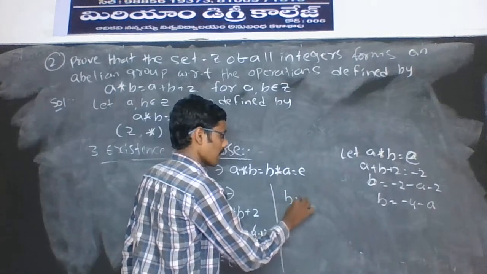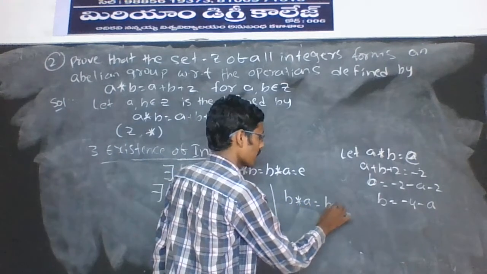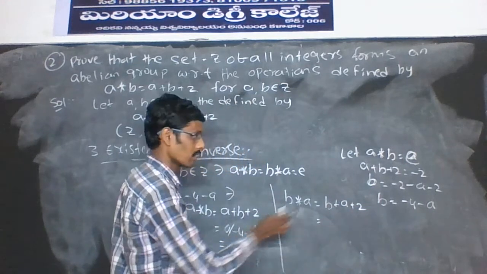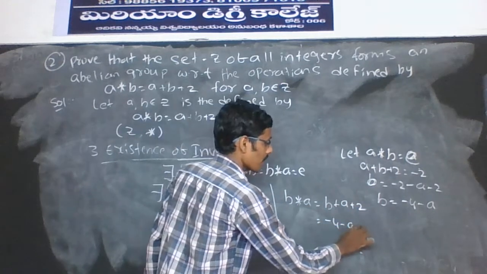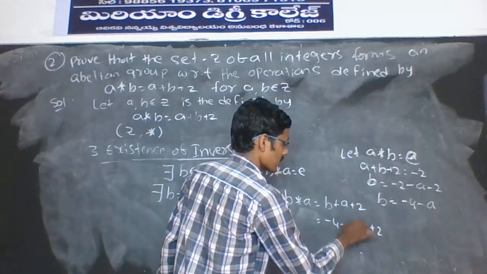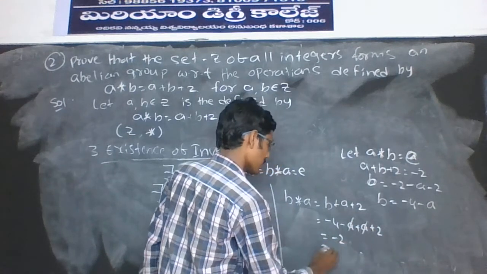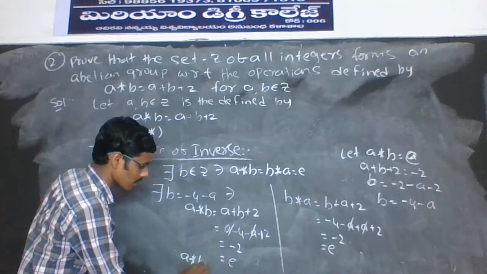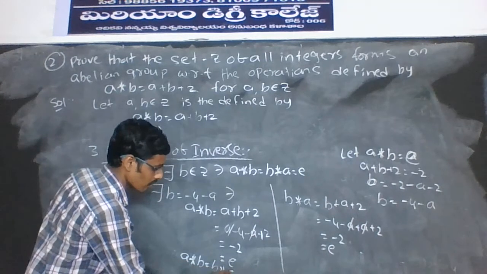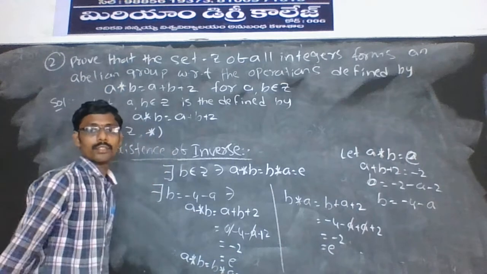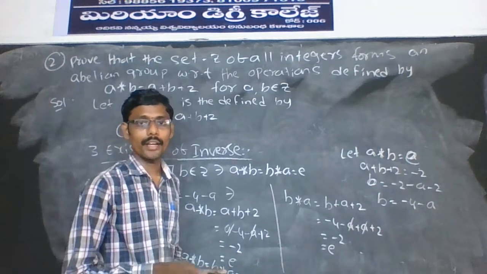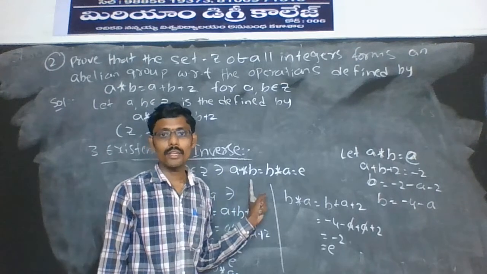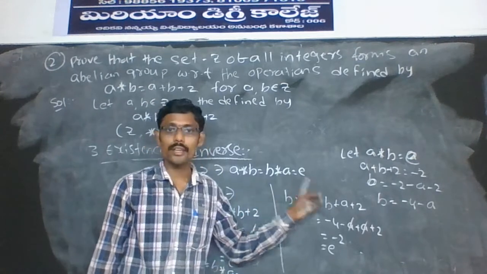b star a is written as b plus a plus 2. b is equal to minus 4 minus a, plus a plus 2. The minus a and plus a cancel, minus 4 plus 2 is minus 2, which implies e. Therefore, a star b is equal to b star a is equal to e. Inverse property satisfied.